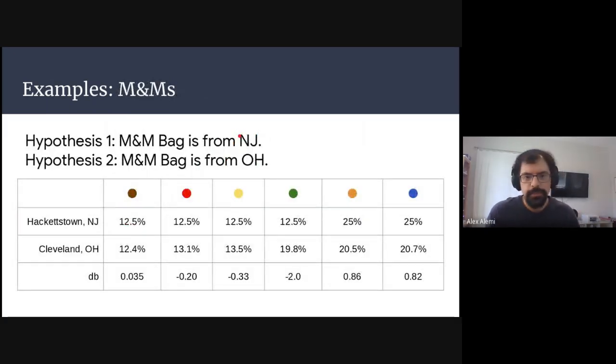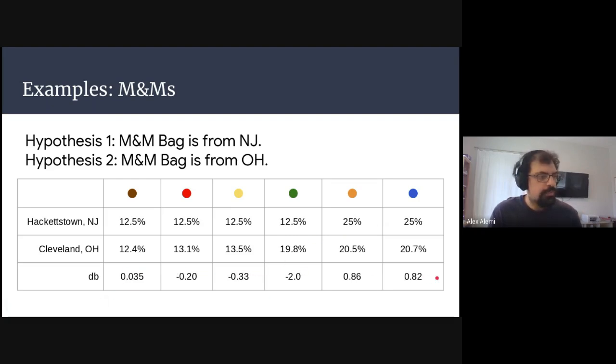As the next example, let's consider M&Ms. Fun fact, M&Ms come from two factories, and the two factories have a different distribution of colors. There's a factory in Hackettstown, New Jersey, and a factory in Cleveland, Ohio, and they produce M&Ms in different ratios. So we can compute the weight of evidence. I pull an M&M out of a bag, and it happens to have a certain color. What's the weight of evidence that it came from New Jersey versus Ohio?